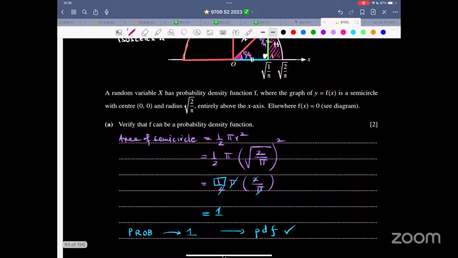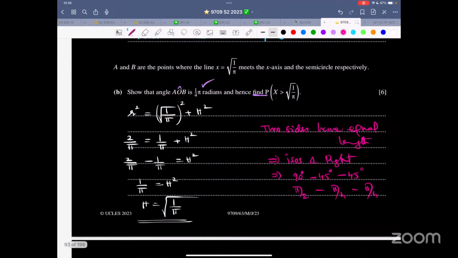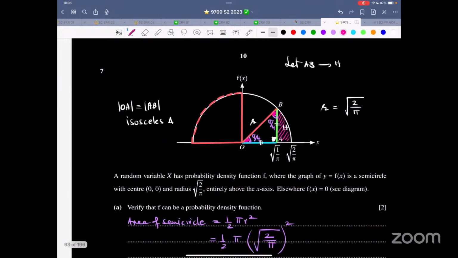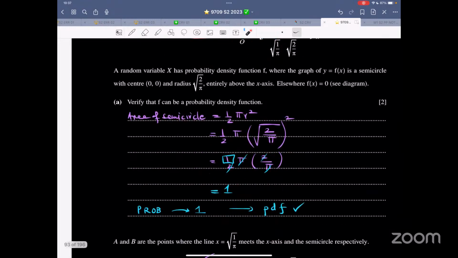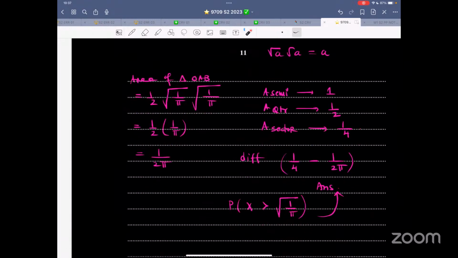Now, what are they asking? They're asking for the probability that x is greater than this value. So x greater than this value, they are asking for this region. That means I can find the area of the quarter circle, which would be half. Subtract from it the area of the sector. Subtract from it the area of this triangle, and that is the region over here. So this is more of a pure math question. Area of triangle is half into base into height. Applying this knowledge of indices, that comes out to be 1 over 2 pi.